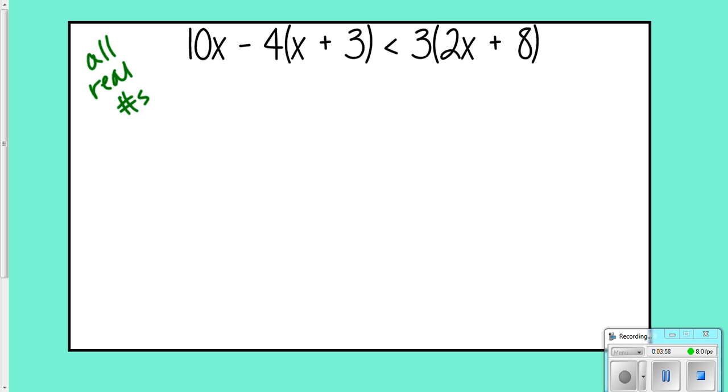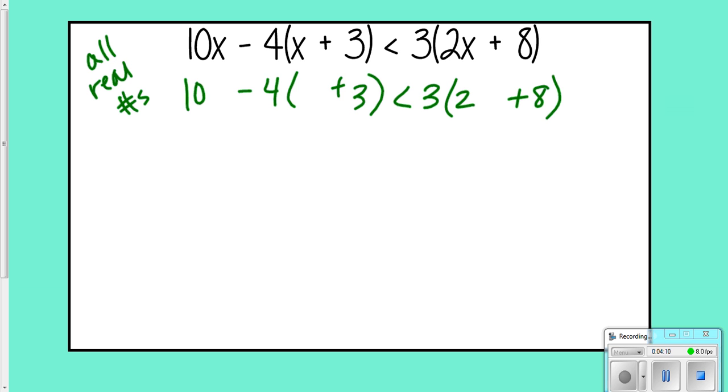That means that every single number in the world should work for x. So we're just going to go ahead and try this out. We're going to test ourselves. I'm going to plug in a 2 everywhere I see my x. I'm going to put it in a different color so it's a little bit more obvious.